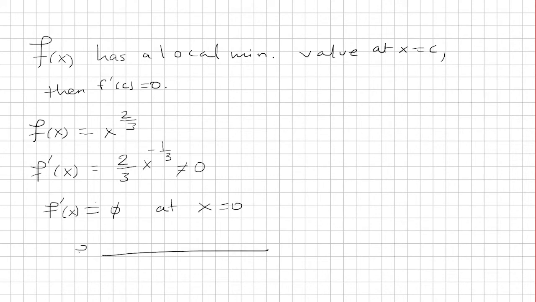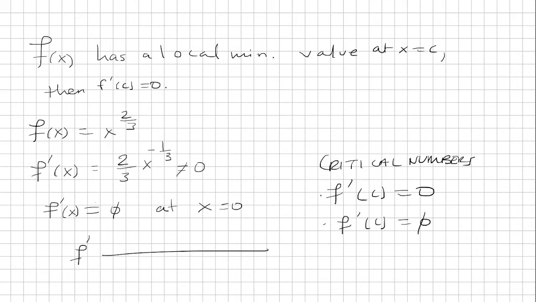When we're doing the first derivative number line, you want to put in the critical numbers. For the critical numbers, there's two criteria: either f prime of c equals 0, or f prime of c is undefined. It's one or the other. So in this case, it's going to be undefined at x equals 0.